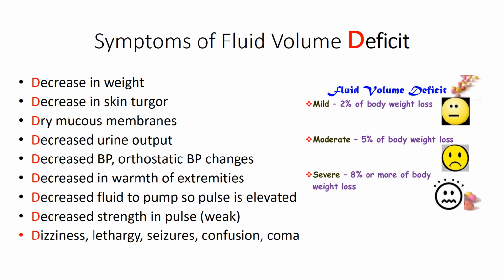Dry mucous membranes. Let's look in their mouths. If you see dry membranes, then we know there's a volume issue. Decreased urinary output. Ding, ding, ding. This is a big one. We're going to see that. If you don't have enough volume inside, you're not going to be putting out volume per urine.